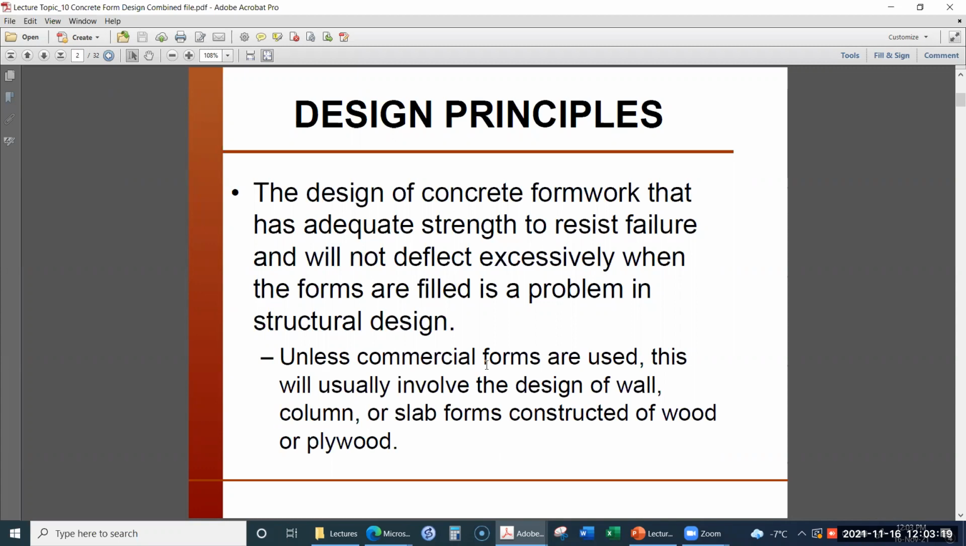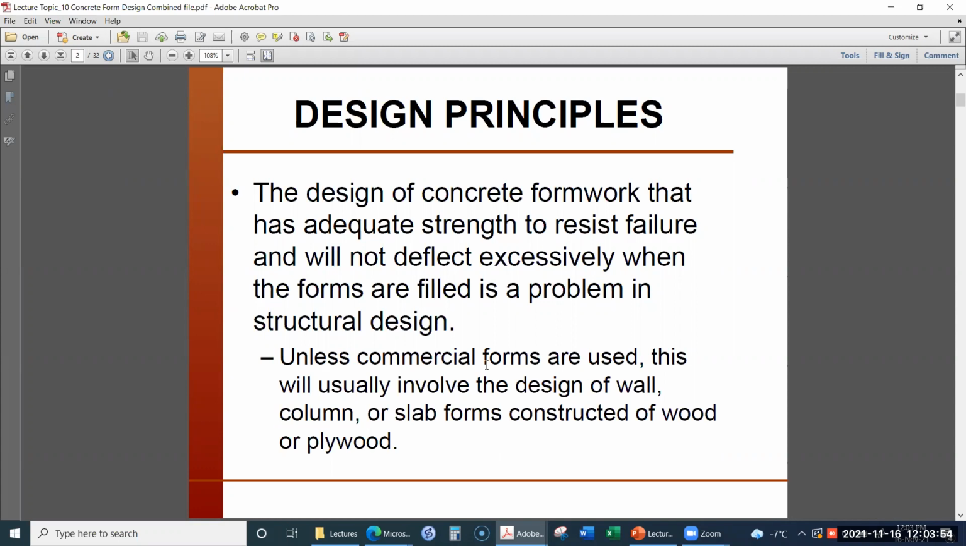Normally, formwork is commercially available, and for certain types of construction, we can use those commercially available formworks. These formworks are used to support the concrete when the concrete is poured in the walls, or to support the concrete when it is poured into the slab.